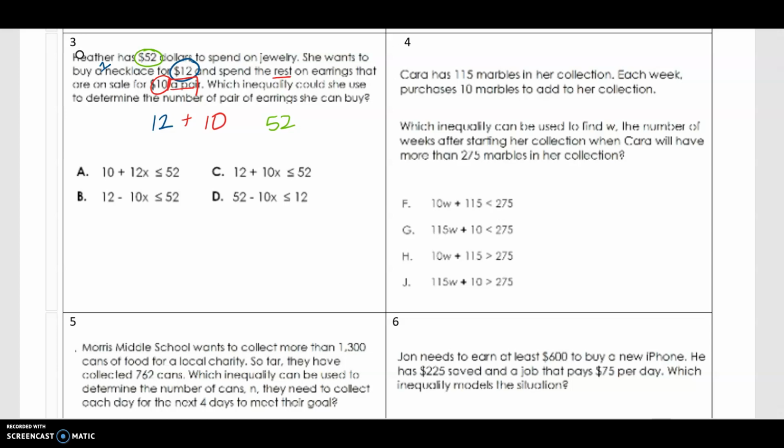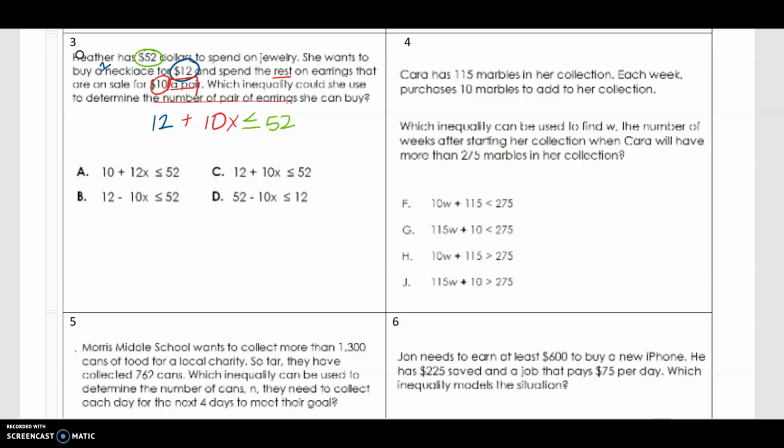But we don't know because it says that we want to know the number of pairs of earrings. So we don't know how many pairs of earrings, so we're going to put an X there, okay? Now, when we're talking about spending money, I can't spend more than $52 if I only have $52. So I have to spend less than $52, or I can spend exactly $52, okay? So now you should be able to match your equation with an answer choice.